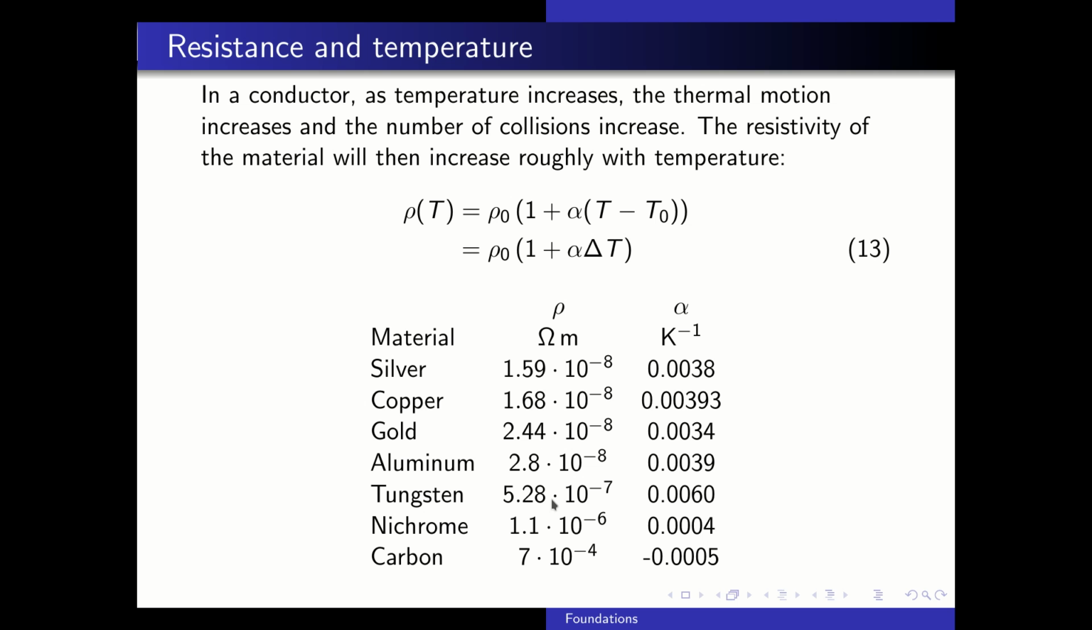So here's a table of a few resistivities and thermal coefficients to give you a feel for what this looks like. Again, remember, these are conductors with resistivities typically on the order of 10 to the negative eighth, although some conductors, tungsten, nichrome, and carbon, may have much higher resistivities. And thermal coefficients tend to be on the order somewhere between 10 to the negative fourth up to 10 to the negative third for the most part.